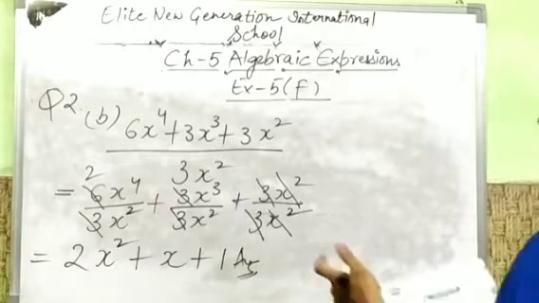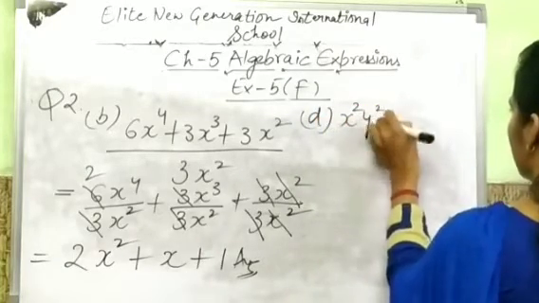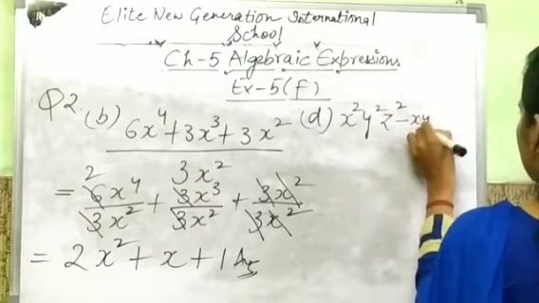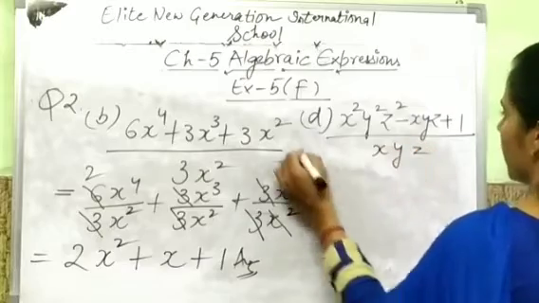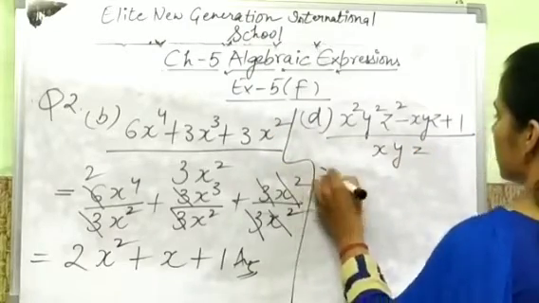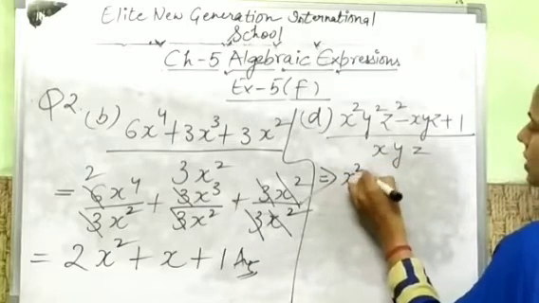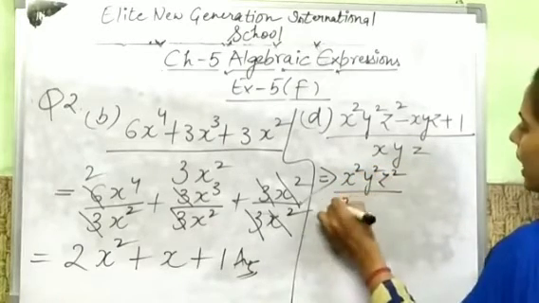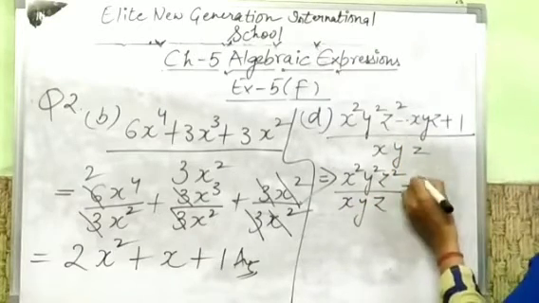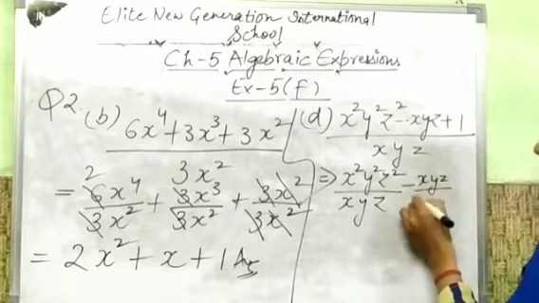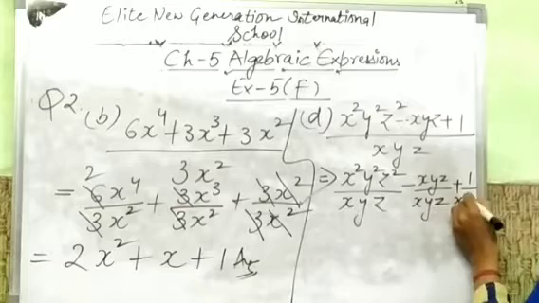Very easy, but here let's solve D part as well. x to the power 2, y to the power 2, z to the power 2 minus xyz plus 1 divided by xyz. Again, first separate out all the terms by this monomial. So first write x square y square z square divided by xyz. From this side, actually minus sign is here, so apply here minus sign and xyz upon xyz. And plus sign, now 1 upon xyz.